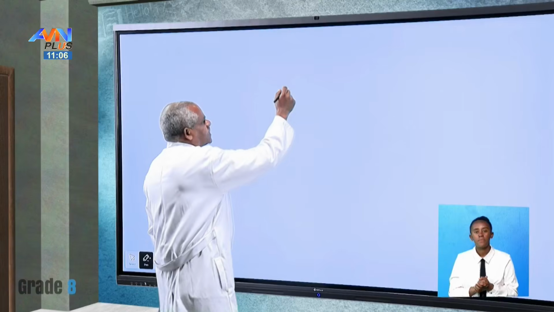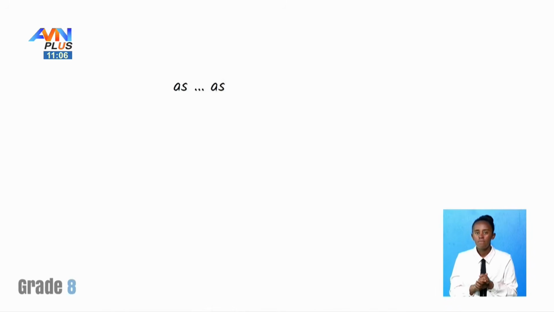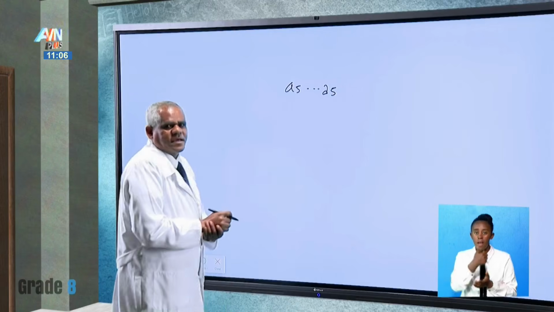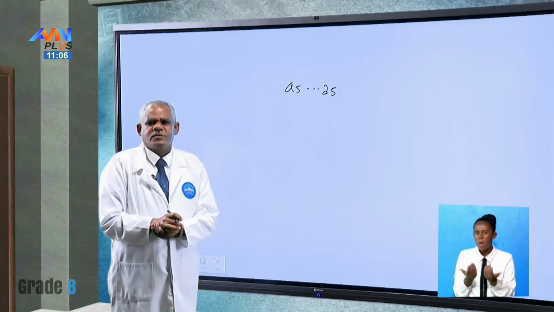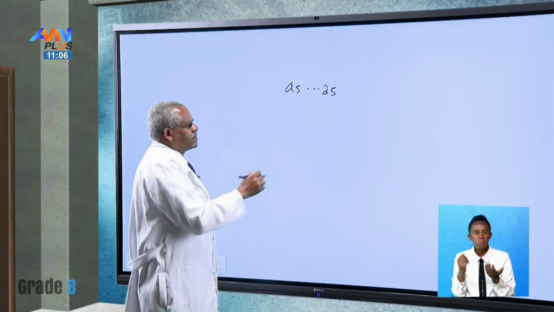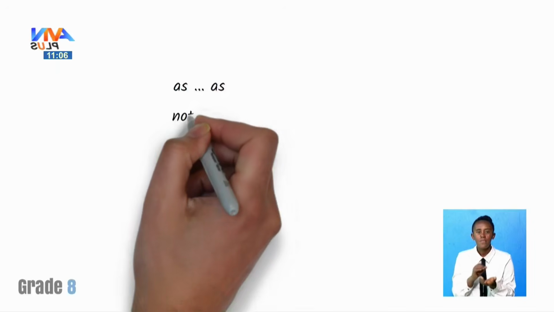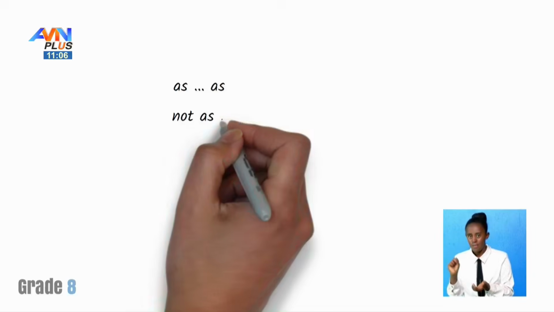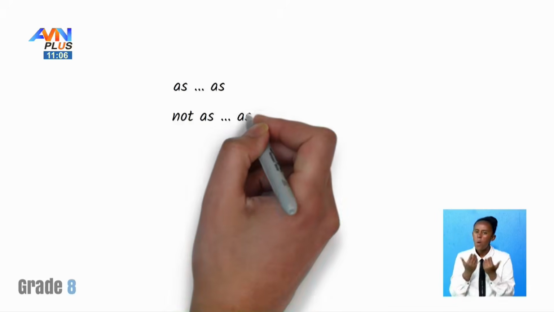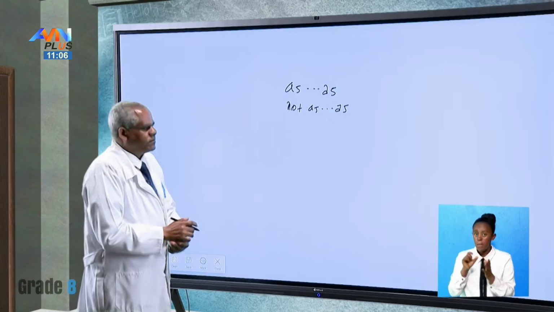These are very important comparisons. What do you know about this? As a comparison, how do you compare people using this structure? "As...as" is also possible, in the case of "not as...as". How do we use these two forms? I would like to give you some sample examples here.